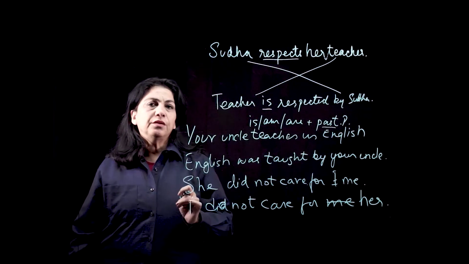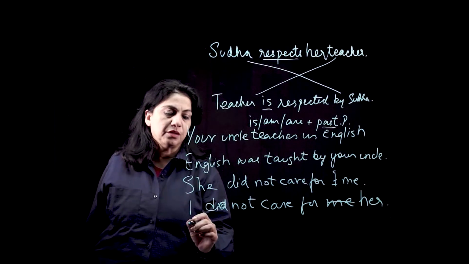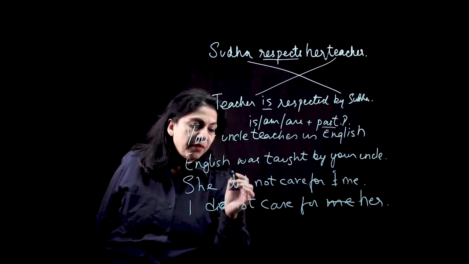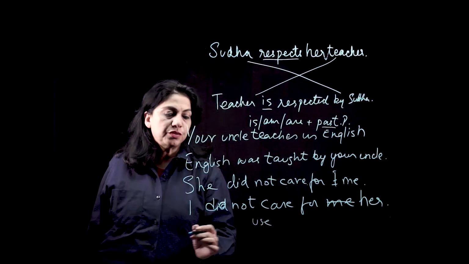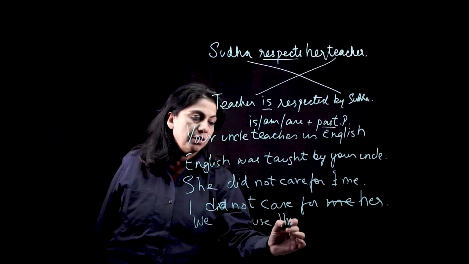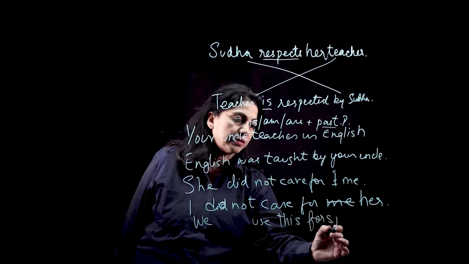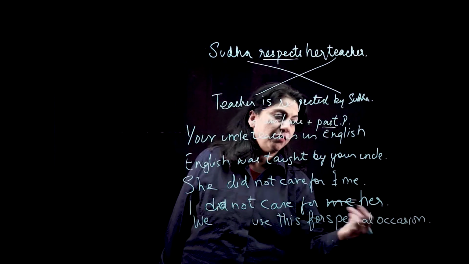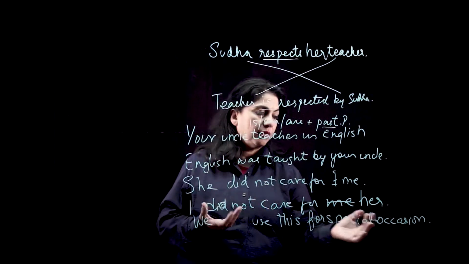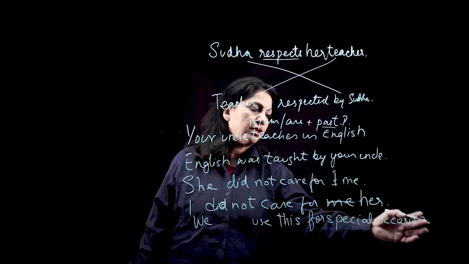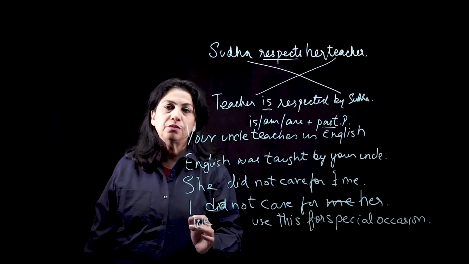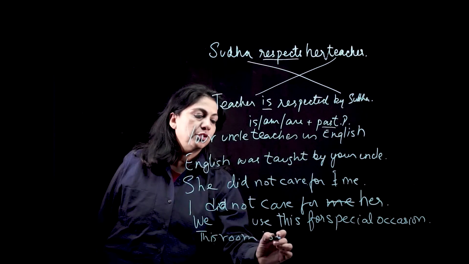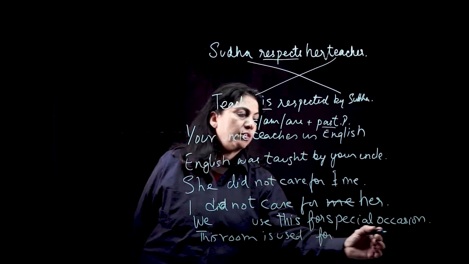Now, we use this room for special occasions. So you have this verb over there, use. We use this room for special occasions. Now we have to change it. So what is our formula here? How will we change this? This room is used for special occasions.